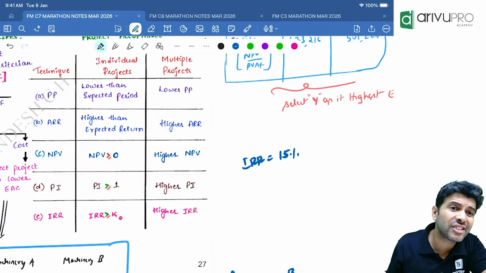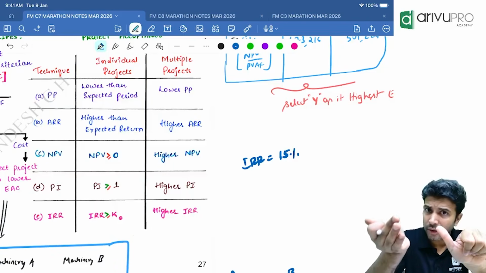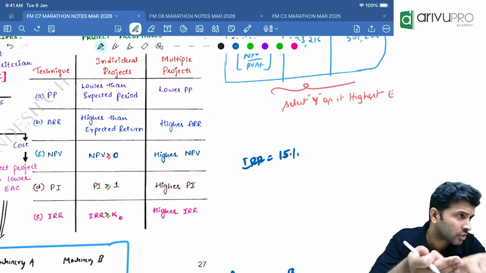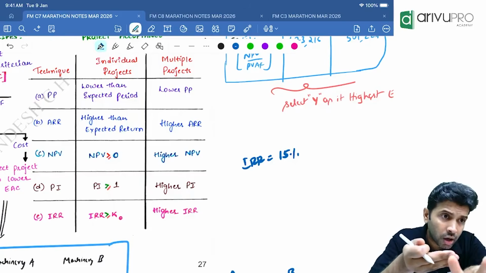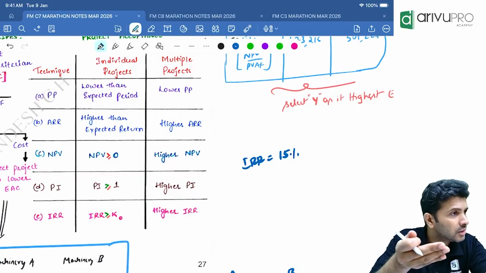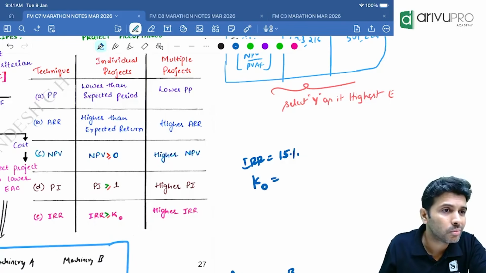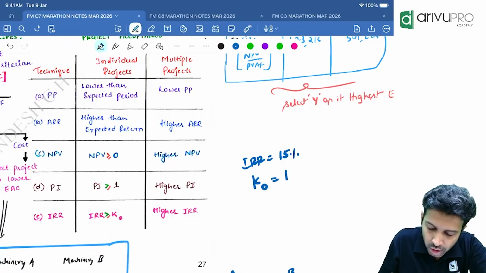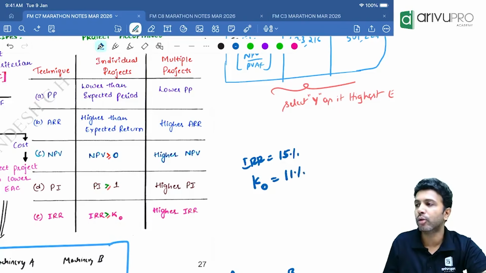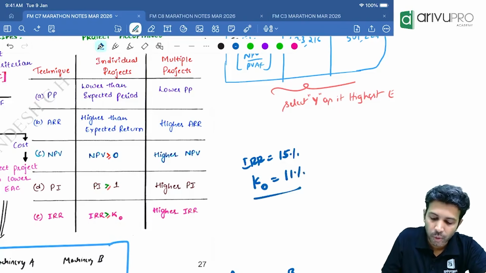Every project needs investment. You can raise that money through equity shares or retained earnings or preference shares or debt. If you have used multiple sources, then we calculate what? KO. KO is the overall cost of capital. Let's say the overall cost of capital is 11%. Now you tell me, reject or accept? What is the decision rule?